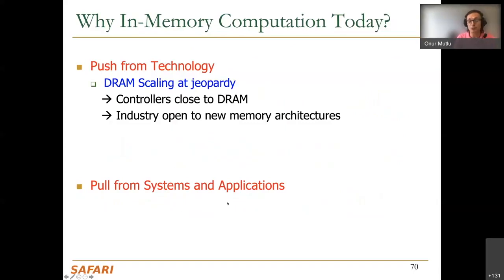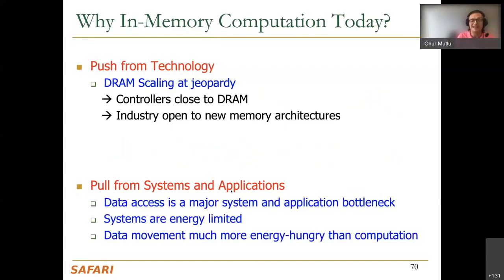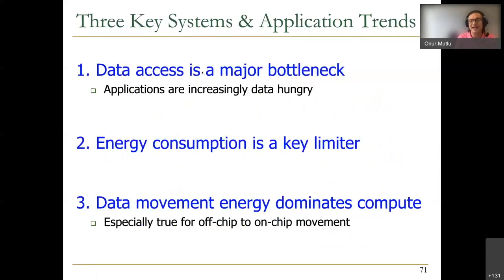But there's a huge pull from systems and applications today that didn't exist even 10 years ago or even 5 years ago as well. I'm going to talk about that. It was always important, but it's becoming much more important. Essentially, data access is an increasingly major bottleneck today. Energy consumption is a key limiter, and data movement energy dominates compute.